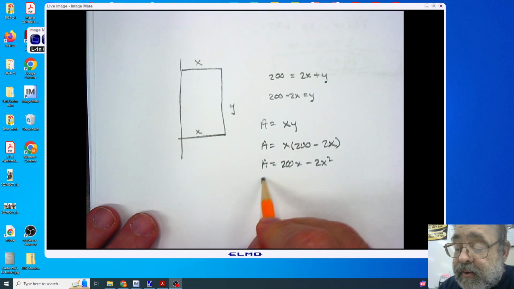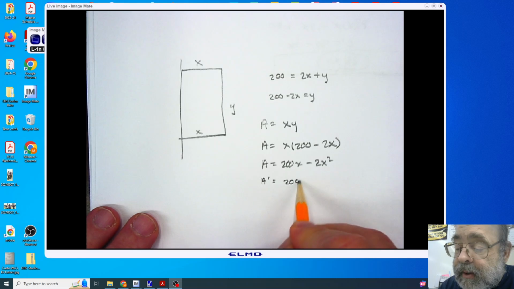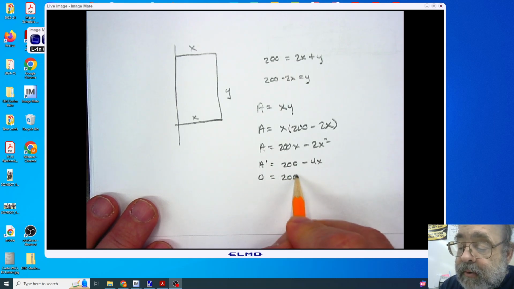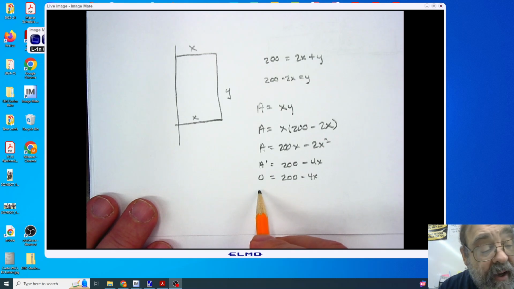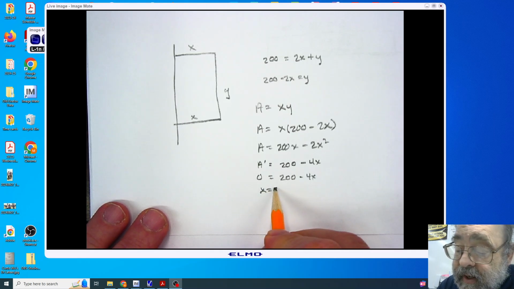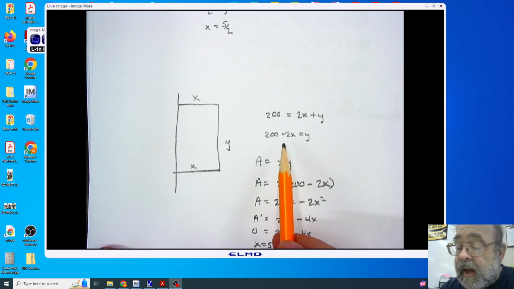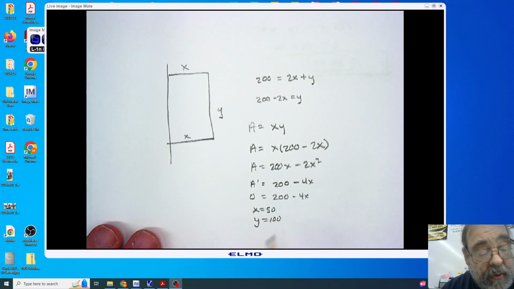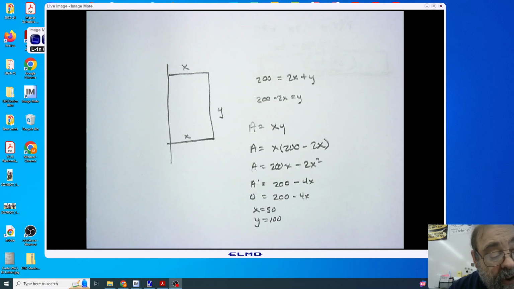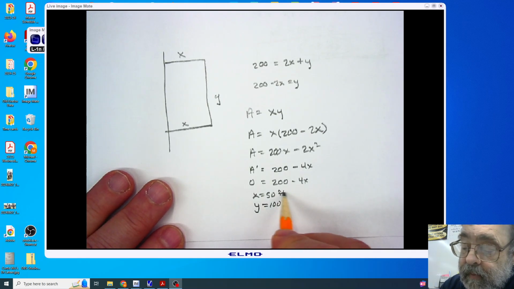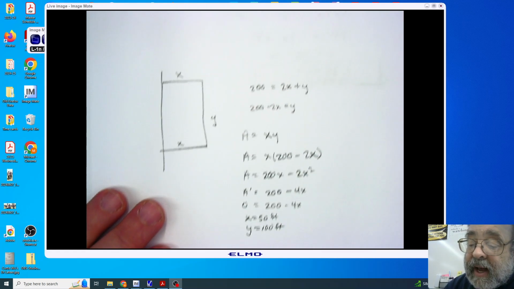From this, I can now take my derivative. Area prime is 200 minus 4x, setting the derivative equal to 0. 200 minus 4x is going to give me 50. And as a result, I now know that x is equal to 50. If x is 50, then 200 minus 100 gives me y, and y is 100. They are asking, what is the largest possible area? What dimension should the farmer use? So my dimensions are 50 feet by 100 feet, and I would write that in a sentence.